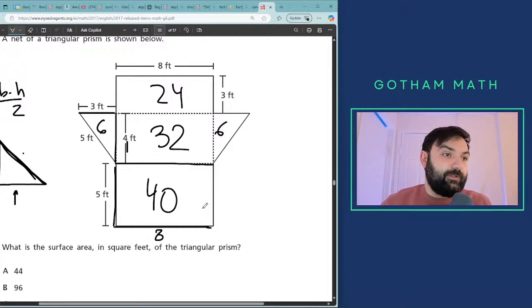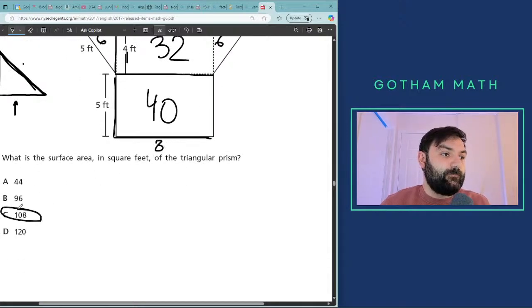And now we have to add everything. So 40 plus 32, 72, plus 24, 96, plus 12, 108. That's it.